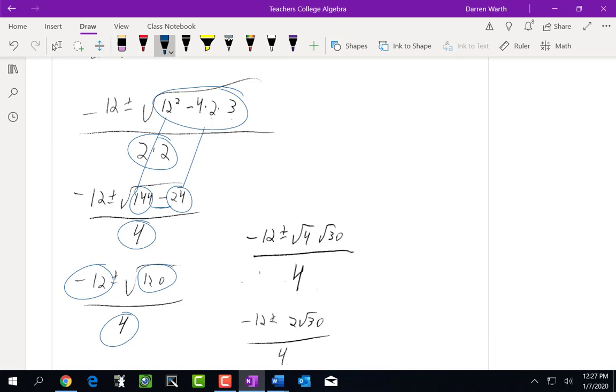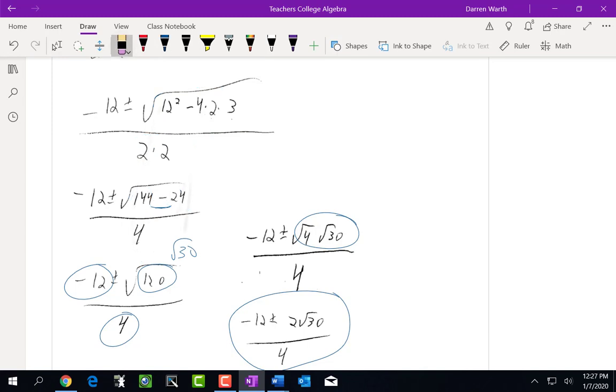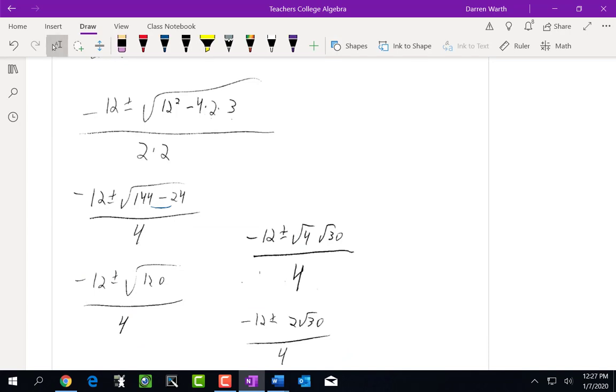So the square root of 120 is the square root of 4 times the square root of 30. I've separated that out right here. So now I rewrite this as negative 12 plus or minus 2 square root of 30 all over 4. And now I can simplify that even further. I'm going to take that square root of 4 and change that to 2. So here I've got negative 12 plus or minus 2 square root of 30 all over 4.